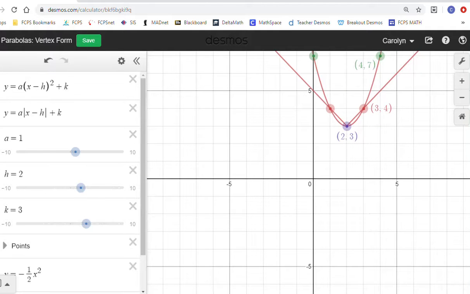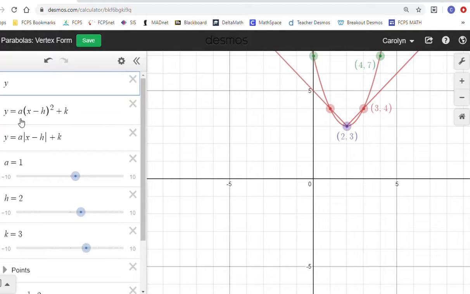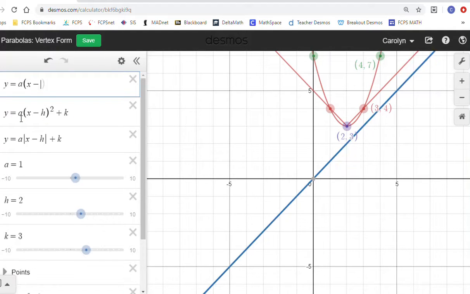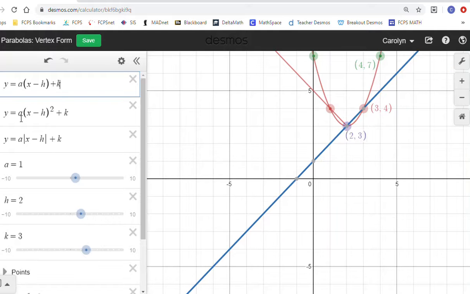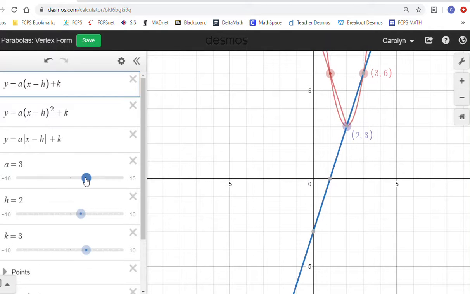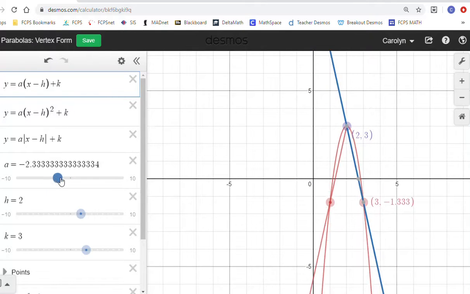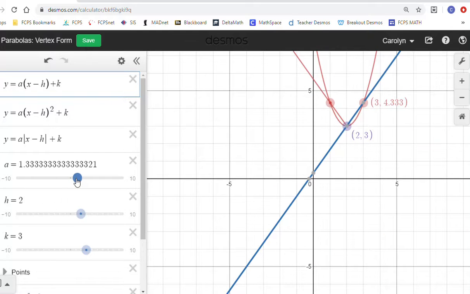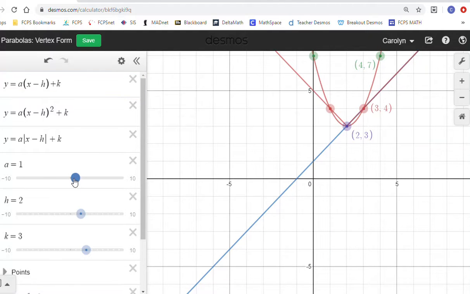Okay, what if I do this? Y equals A, parentheses, x minus h, parentheses, plus k. It's just a line. Look what happens if I do A. Same thing. Now for the two linear graphs, the slope is changing. Parabolas do not have a consistent slope, so we can't say slope. We're going to say wider, narrower, skinnier, taller.